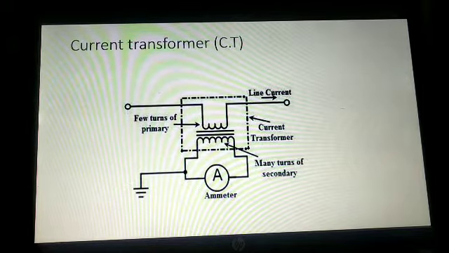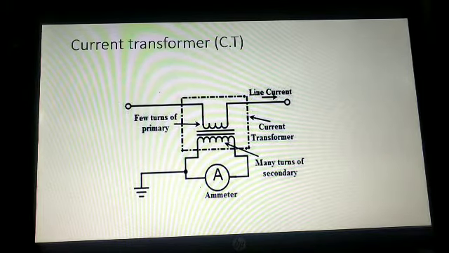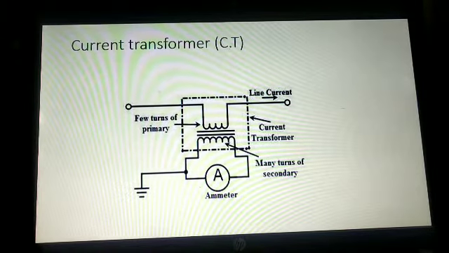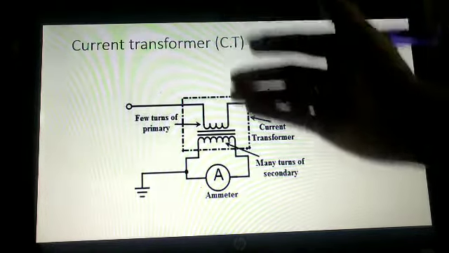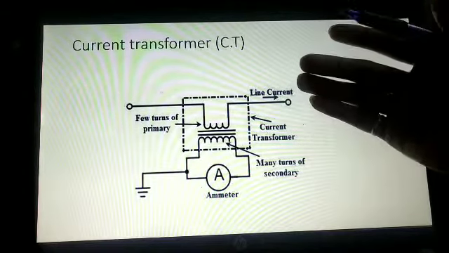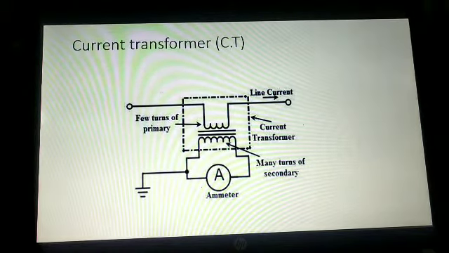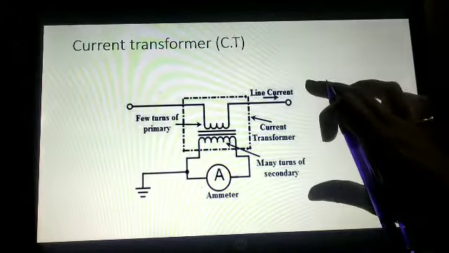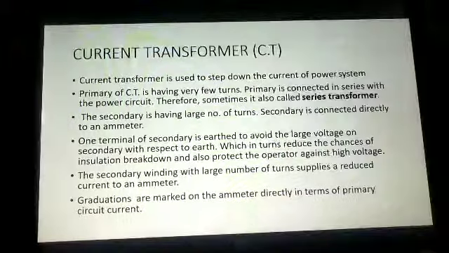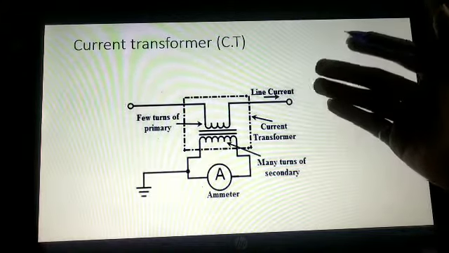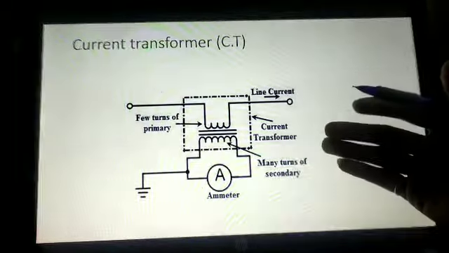Now we will go to the current transformer. So this is the diagram of the current transformer. This is the diagram that you have to draw if they ask you to write a note on current transformer. First draw the diagram and then give the explanation.